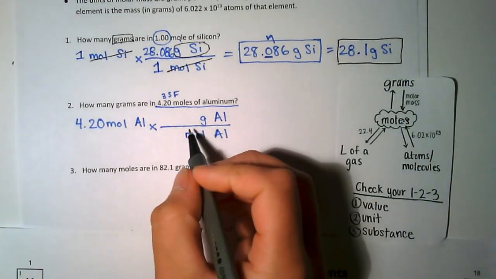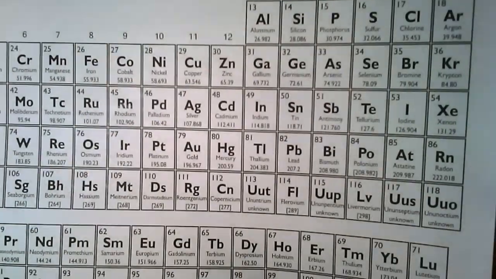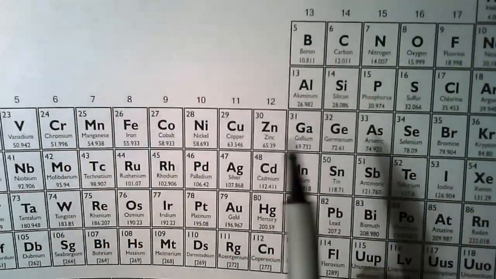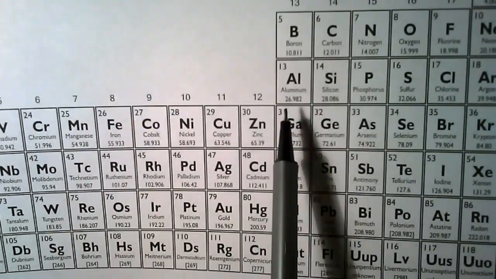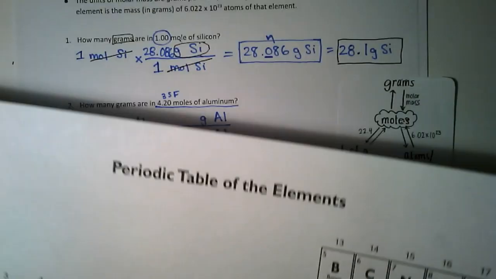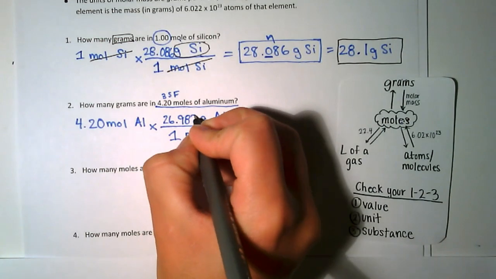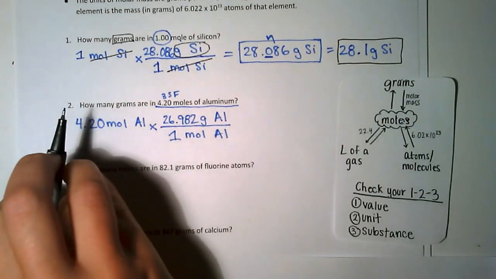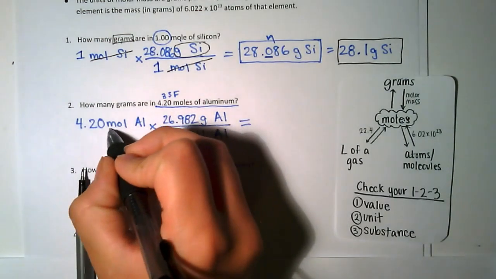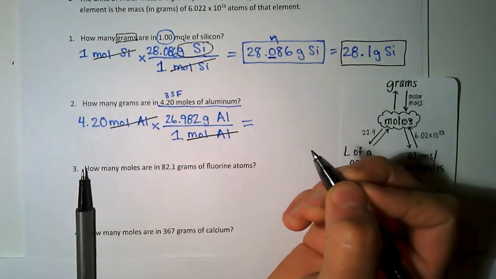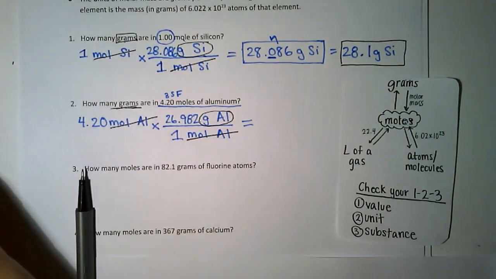So to figure out how many grams are in 1 mole, we're going to look at the periodic table. You can see aluminum is number 13 right here, and its molar mass is 26.982 grams of aluminum per 1 mole. Put an equal sign. Now we need to make our cancellations. Moles of aluminum cancels with moles of aluminum. We're just going to be left with grams of aluminum, which is indeed what we were looking for.